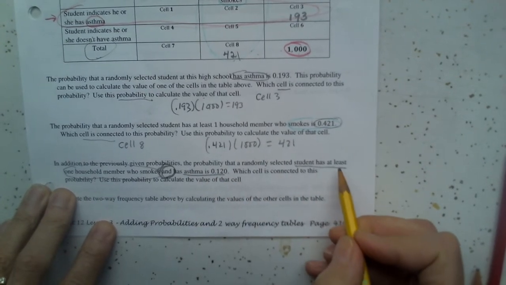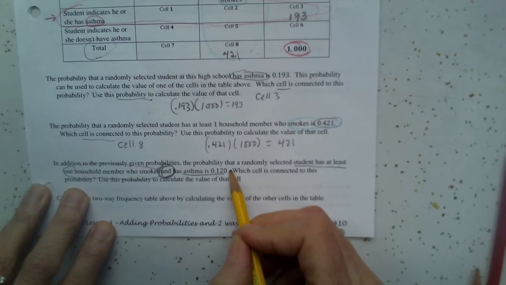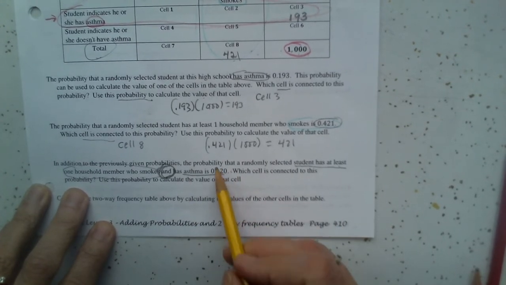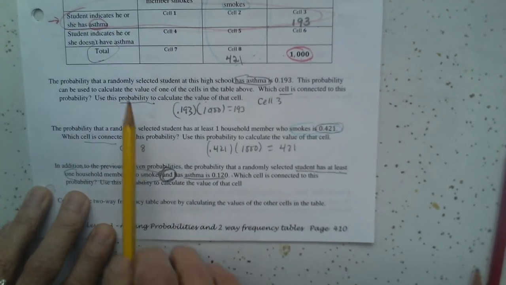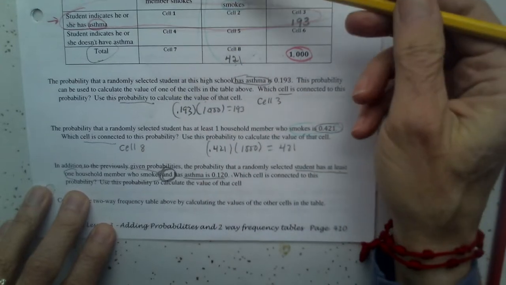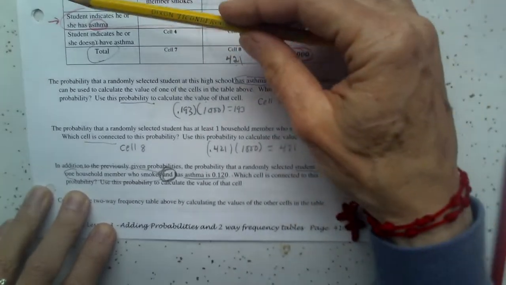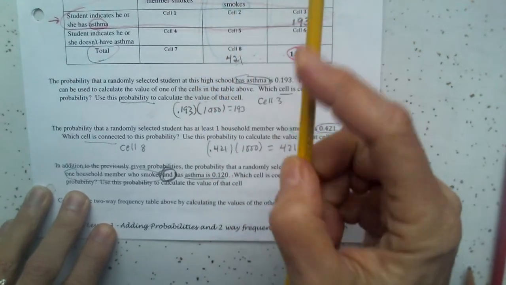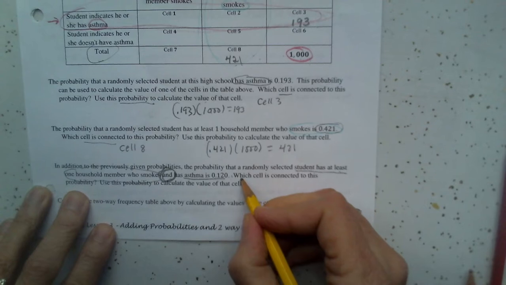So we have both somebody who smokes and has asthma is 0.120. So which one of these cells is related to that? Well, somebody who has asthma is in this row right here. Somebody who smokes is in this column right here. And the overlapping cell between this row and this column would be the person who both has asthma and lives with a smoker. So which cell is that?